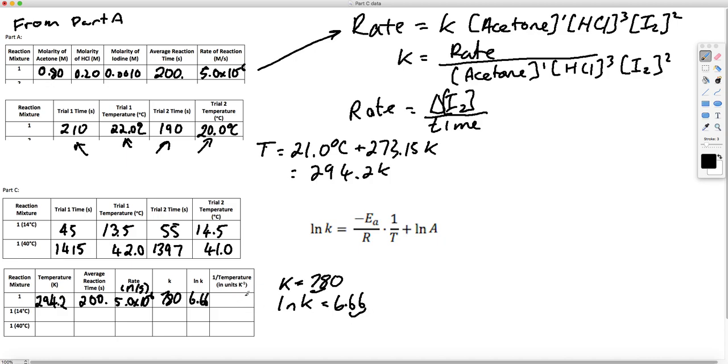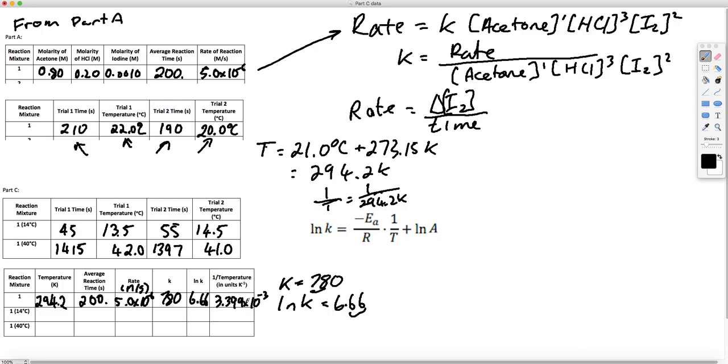And we've got 1 over temperature here, and 1 over T is equal to 1 over 294.2 K, and that comes out to be 3.399 times 10 to the negative 3. And the unit there is K to the negative 1 because it's 1 over K on the temperature.